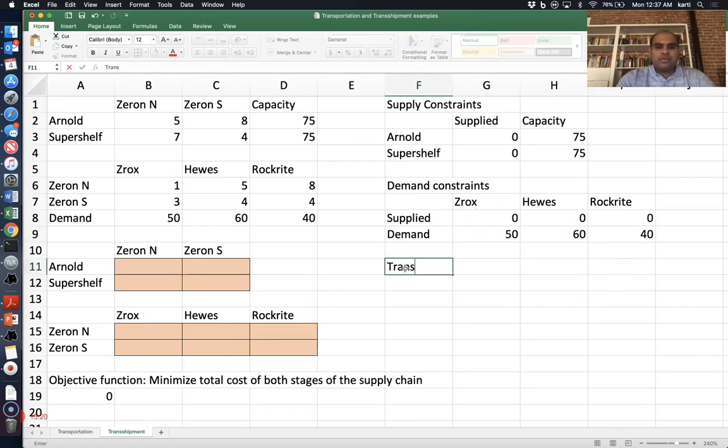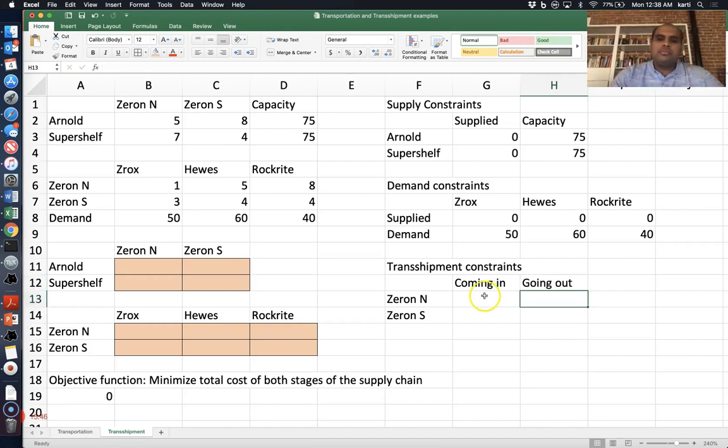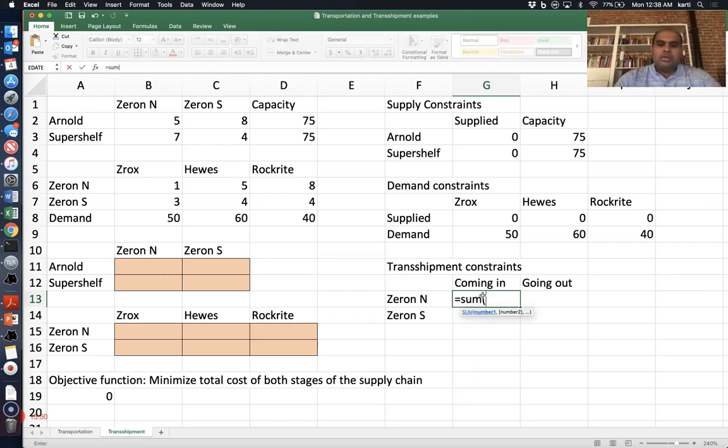And finally, we are going to write transshipment constraints. So these are slightly more involved. The two transshipment locations are Xeron North and Xeron South. Coming in and going out. So everything coming into Xeron North is the sum of everything coming in to Xeron North from both Arnold and Supershelf. So Arnold to Xeron North, Supershelf to Xeron North. Everything coming into Xeron North should be equal to everything going out of Xeron North. So everything going out of Xeron North is everything going out of Xeron North to Xerox plus Hughes plus Rockwright.